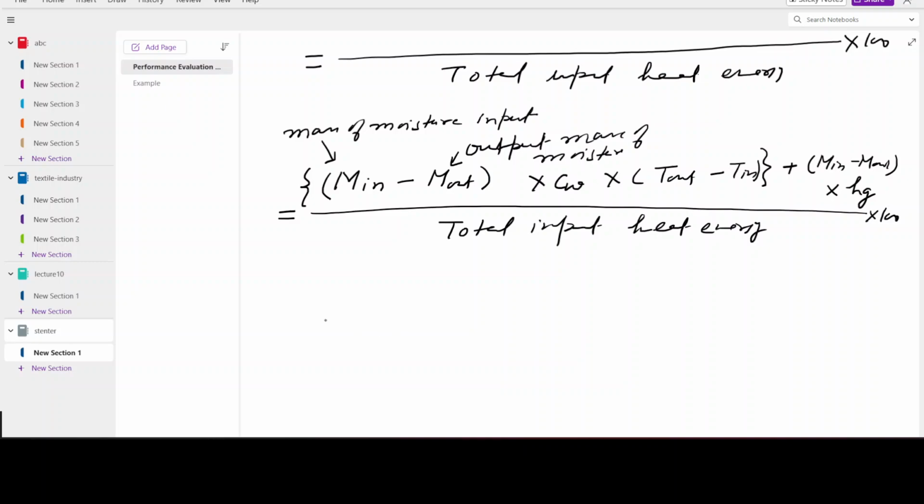We can see here three important terms in the performance evaluation methodology of a Stenter or dryer. The first term is m in minus m out. That is the input mass of moisture in the process and the output mass of the moisture, and this is the total moisture removed from the material.